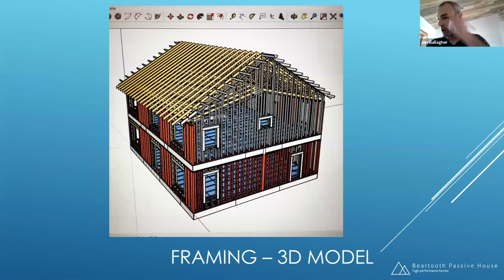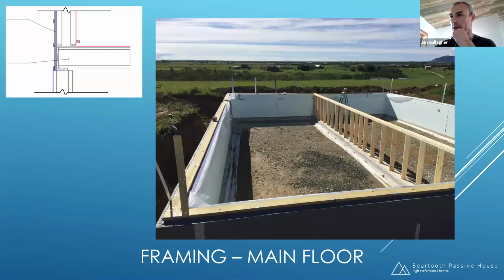So from a framing perspective, I built myself mock-ups. I never built a house before, like I said. I built everything in SketchUp. I modeled every single framing member so that I could think through virtually building the thing before I got on site, and then realized I screwed something up and it was going to be a lot of work to fix it. So I built everything virtually.